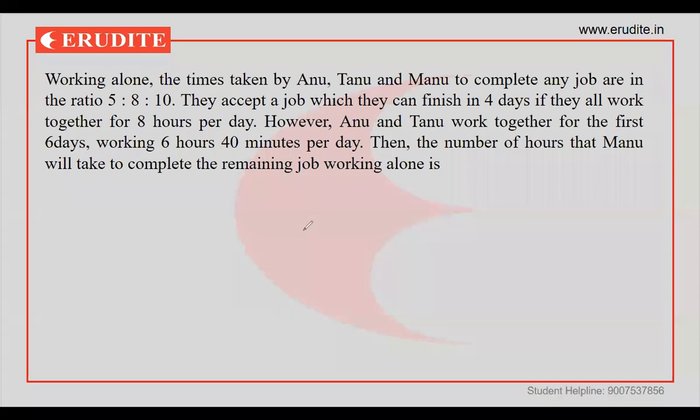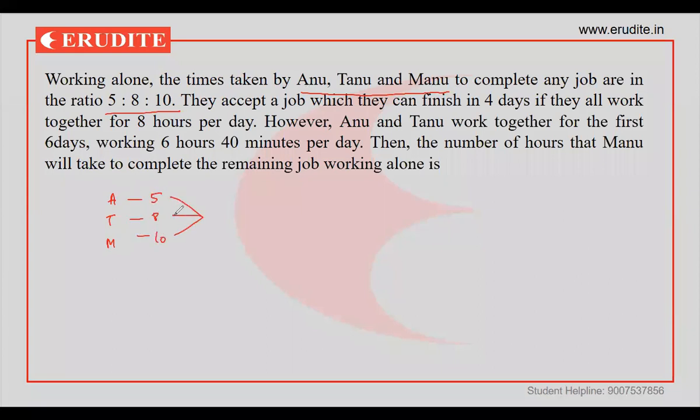Hello everyone. So we are going to discuss this question. This question came in CAT 2022, slot 2. This question belongs to the time and work chapter. What they're saying here: working alone, the times taken by Anu, Tanu and Manu to complete any job are in the ratio 5, 8 and 10. So Anu, Tanu and Manu are taking 5, 8 and 10.